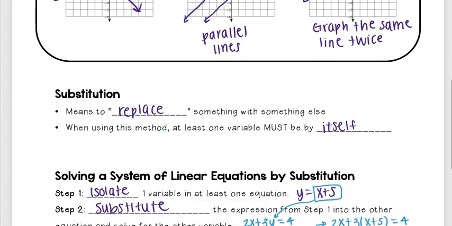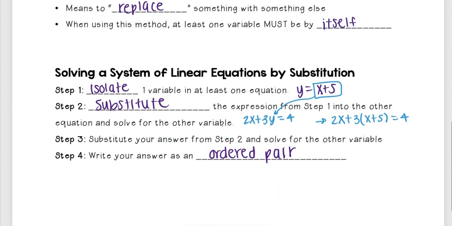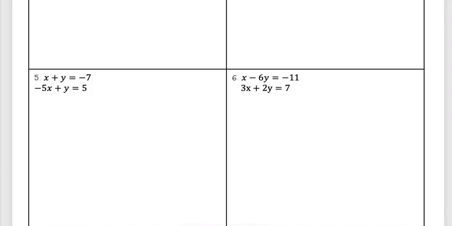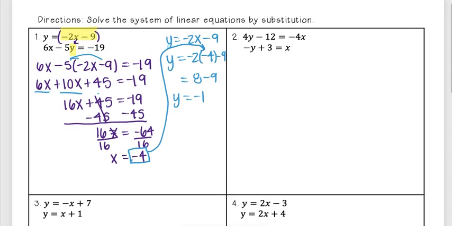So I completed step 3. I substituted my answer from step 2 to solve for the other variable. And now my last step is I need to write my answer as an ordered pair. Again, my ordered pair, my x needs to be first, and then my y. So my x is negative 4, my y is negative 1.